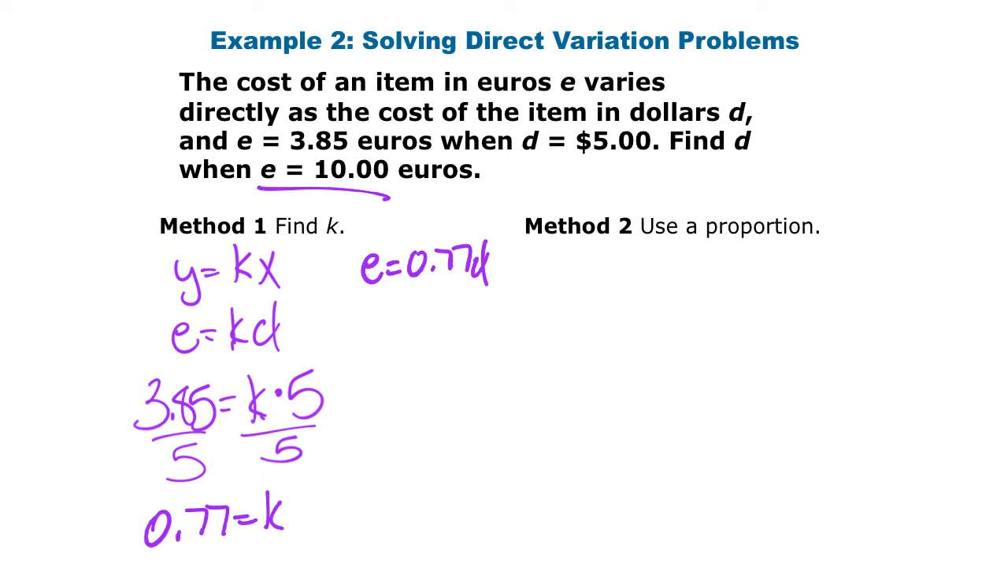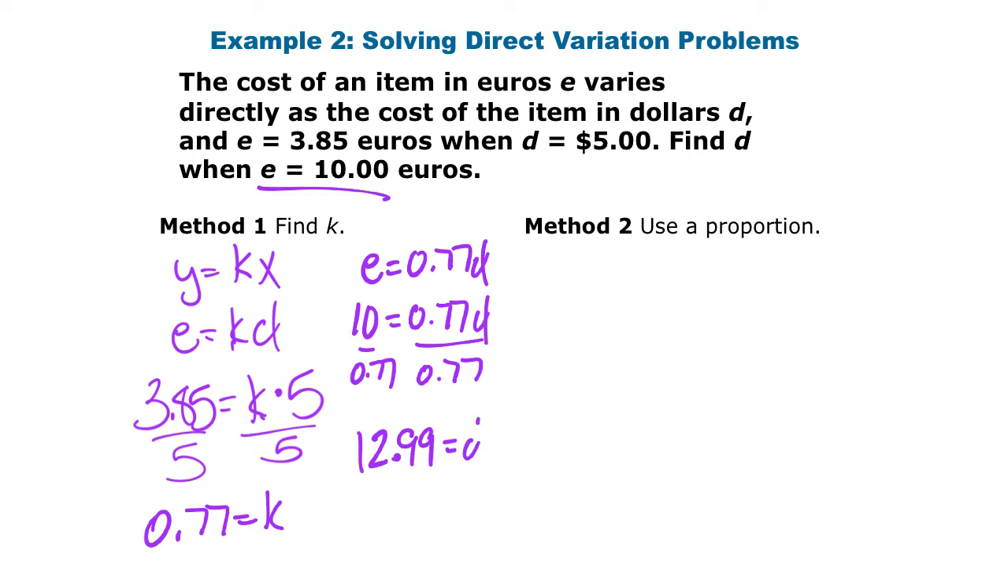And this last part, what is d when E is 10? So I plug in 10 for E and solve for d. And rounding to 2 decimal places, I get 12.99 for d. So that means 10 euros is the same as $12.99.